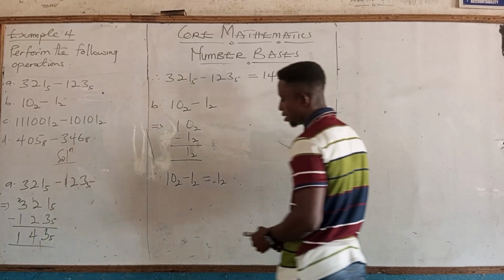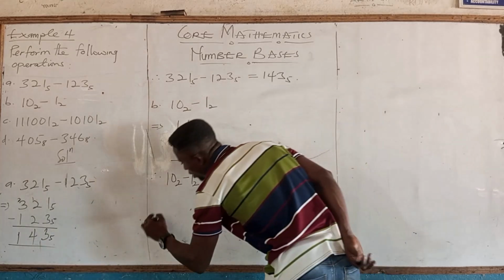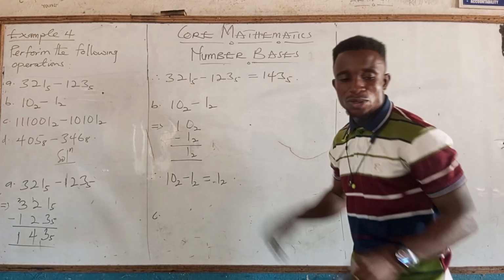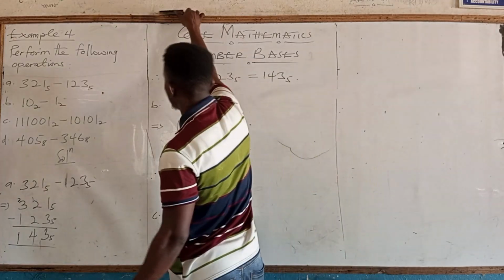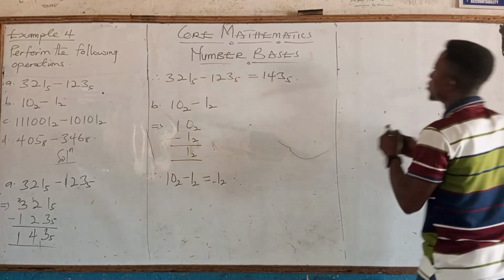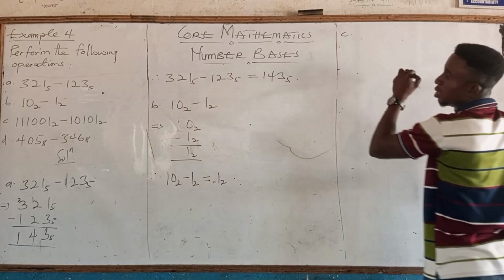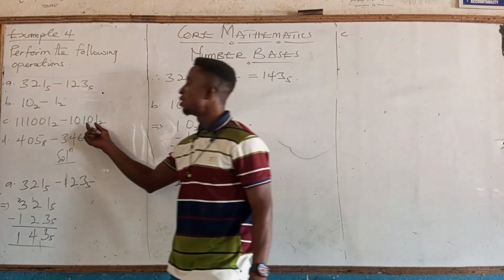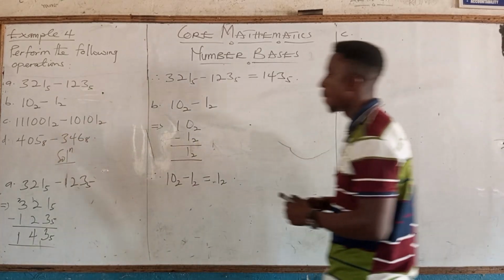That is the C. But I don't want to work it there. I don't want to work it here. I want to work the C here. So the C says what? I'm going to work with you the C, then you work the D yourself.